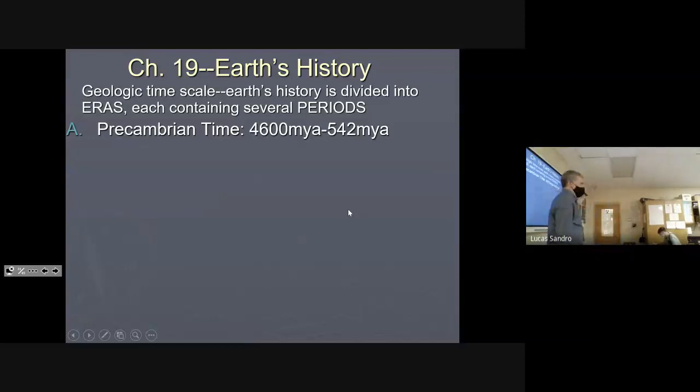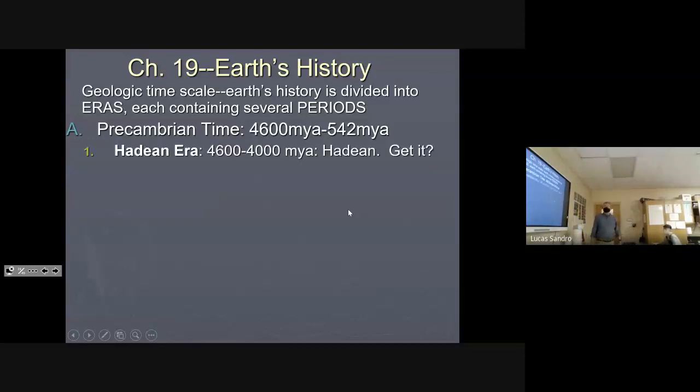So 4600 MYA, you know what that means, right? Million years ago, not meow. But 4,600 million years ago is also what? What's another way to say 4,600 million years ago? About 4.6 billion, right? So 4.6 billion years ago is what that means. So that's basically the beginning of the Earth to 500 million years ago. So that's most of the Earth's history, right?